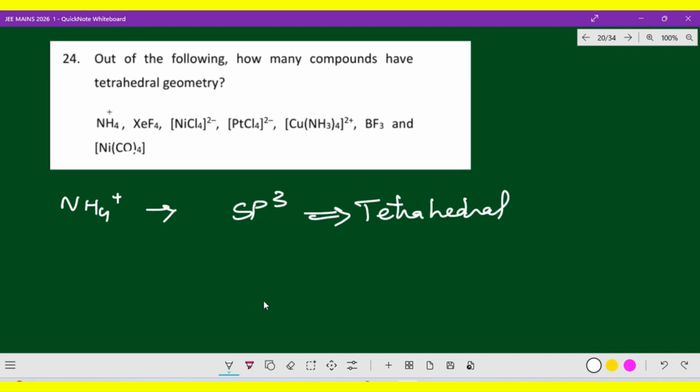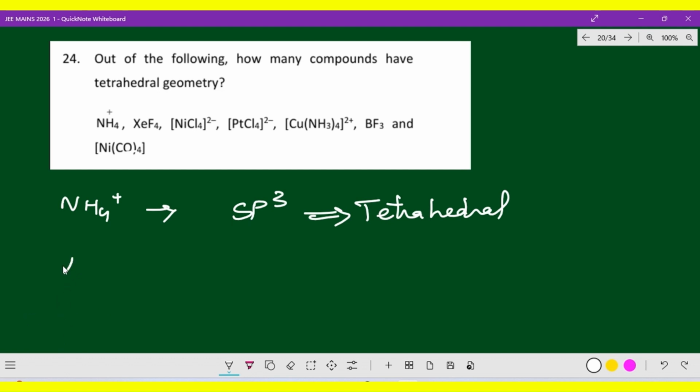I'm giving the answer directly because I have already given the complete idea of how to identify all this: first hybridization, second magnetic property, third Bohr magneton, and low spin, high spin. I have given all these points. Also weak field ligand, strong field ligand, and how to identify the oxidation state. In that way you can identify all this, and magnetic property also.